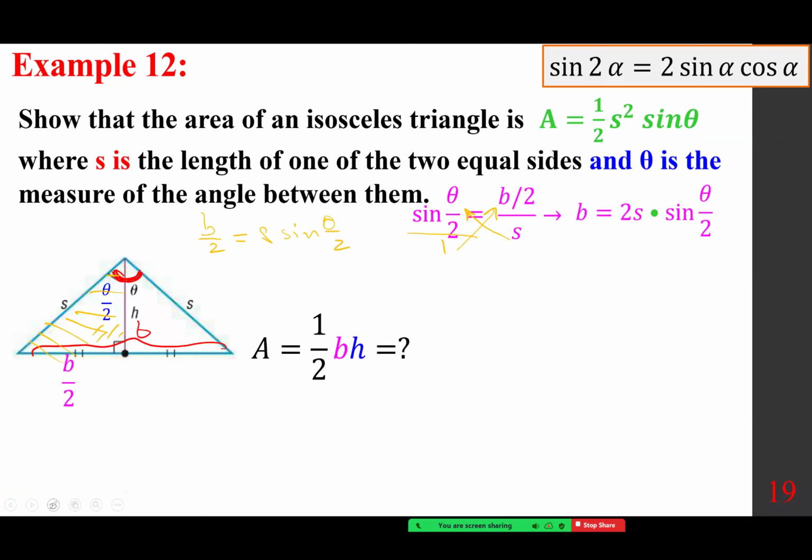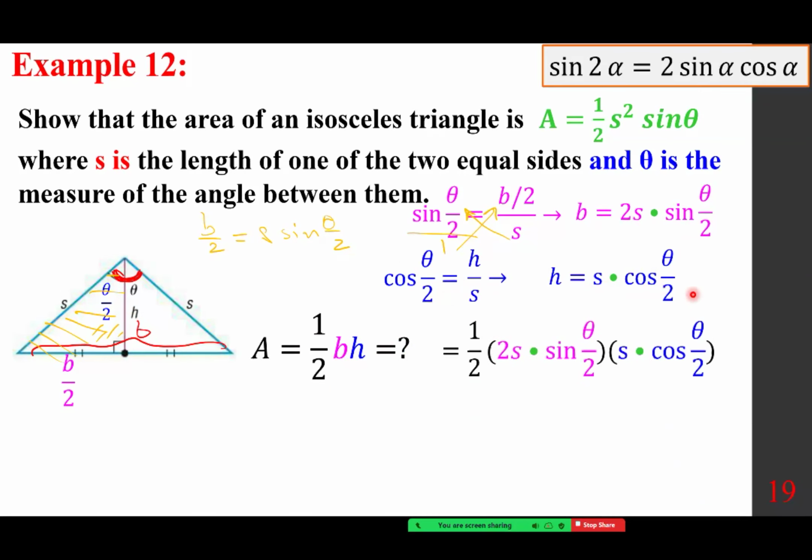What about cosine? Cosine of this angle is the adjacent h over the hypotenuse s. Therefore, h is the product of these two. Now, plug it into this. 1/2 the base, 2s sine theta over 2, h, s times cosine theta over 2.